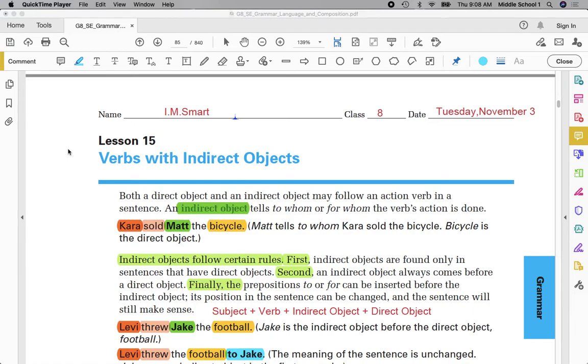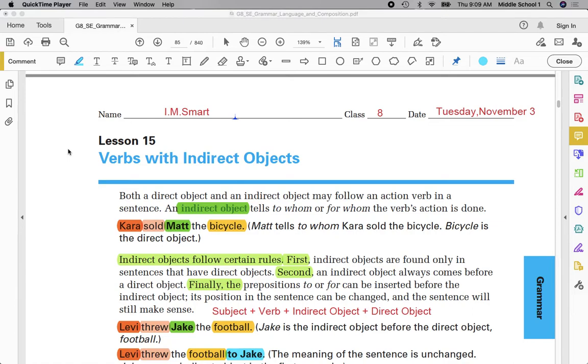First of all, an indirect object answers the question to whom or for whom concerning the verb. In the sentence, Kara sold Matt the bicycle, Matt tells to whom Kara sold the bicycle. Bicycle is the direct object. Matt is the indirect object.